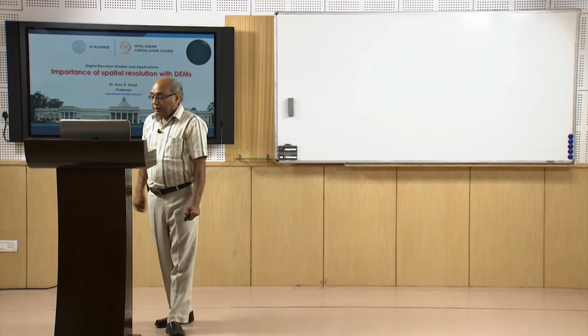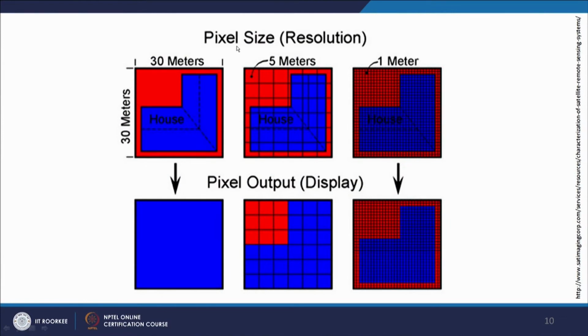Now here in case of satellite images, we say pixel, but in case of a digital elevation model, a raster or a grid, we say cell. So it's the same thing in that sense: here we are saying pixel, but if I take this example for a digital elevation model, then it becomes cell size.